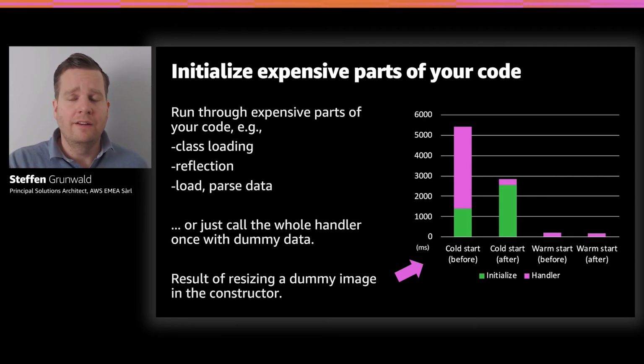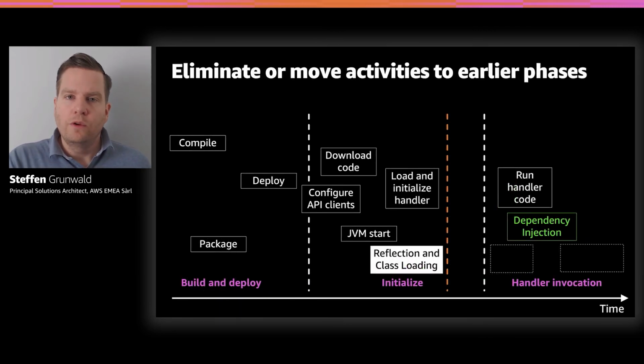I'm calling the handler. It does all the client creation. It even does the backend calls to S3. And this, of course, has an effect of the initialization phase taking much longer. But on the other hand, the cold start has much less handler time here. So I cut basically the whole cold start in half by that. So I moved reflection now to the initialization phase, and let's look now at dependency injection.